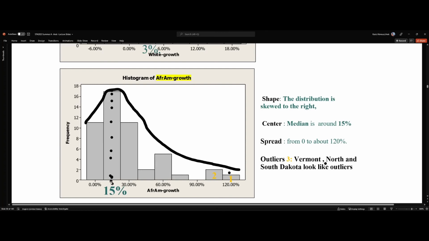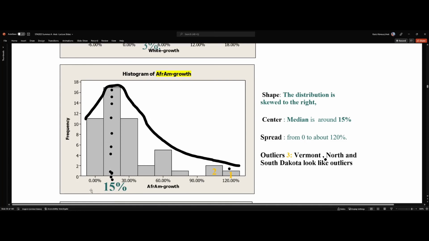This here is around 15%, skewed to the right. The spread starts from 0, which is the minimum point, and it goes up to the maximum, which is 120, and we have 3 outliers. It's 2 here because of the height of the pin, right? And 1 here because of the height of the pin.